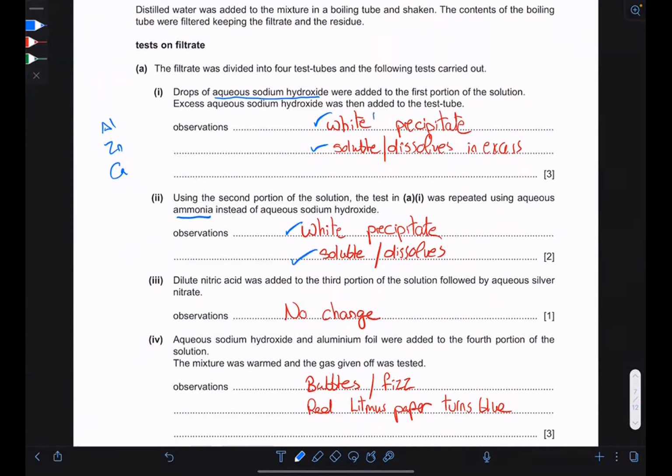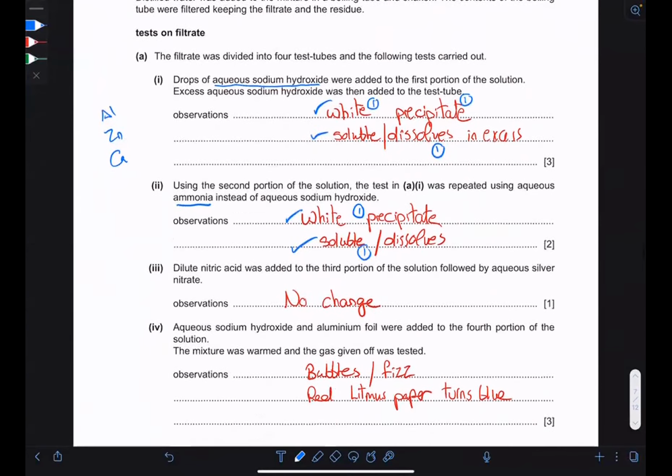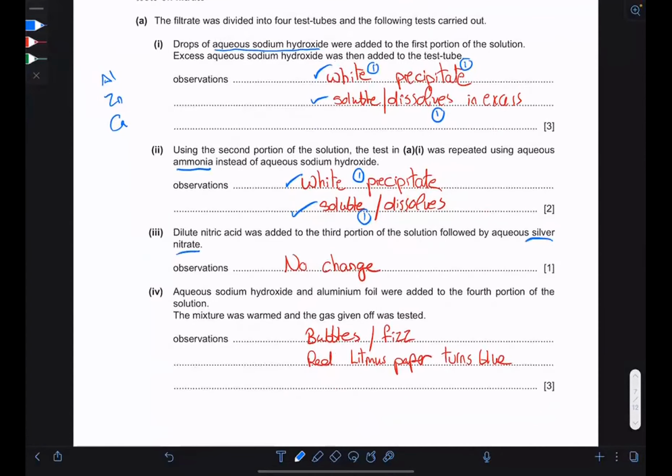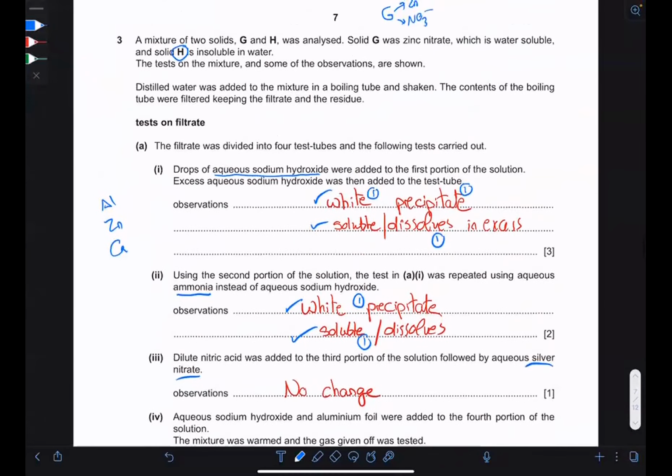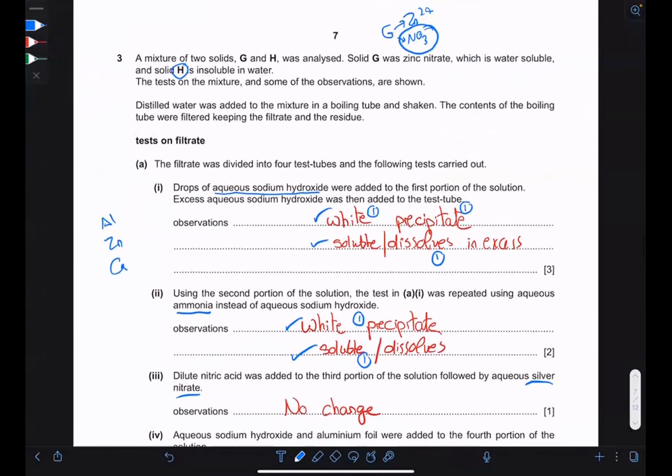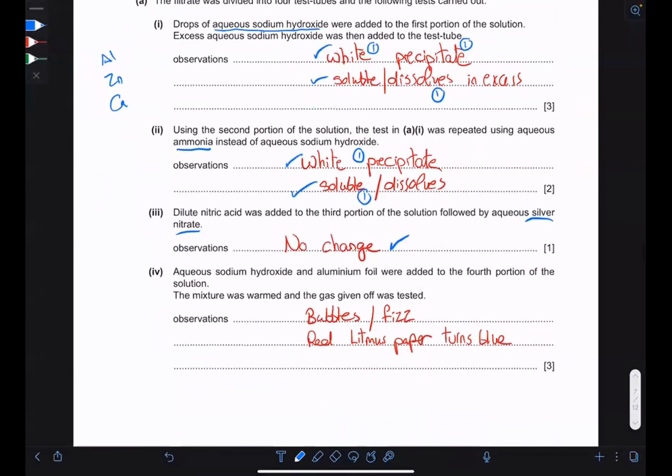This, you take 1 mark for white, 1 mark for precipitate, and 1 mark for soluble. Here you take 1 mark for white precipitate and 1 mark for soluble or dissolves. Then he did the test of silver nitrate, which is the test for halides, and we don't have a halide, we have nitrate in G, not halide, so no change. And then he added aqueous sodium hydroxide, aluminium foil, and heat, which is the test for nitrate. The result is bubbles or fizzing, and the gas turns damp red litmus paper blue, which is, by the way, ammonia gas. A mark for bubbles or fizzing, a mark for red litmus paper turns blue.